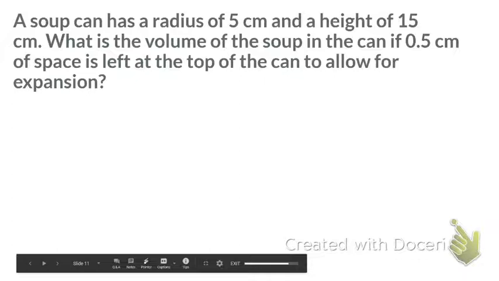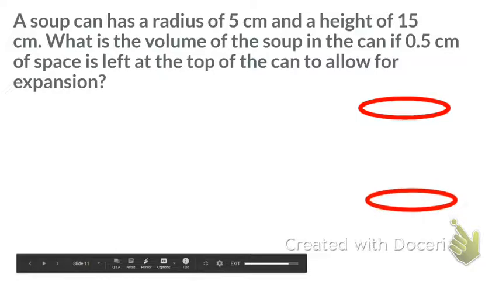A soup can has a radius of 5 centimeters and a height of 15 centimeters. What's the volume of the soup can if half a centimeter of space is left at the top of the can to allow for expansion? Sometimes you might get a word problem like this, and to help you with a word problem, you should probably sketch an example. So I'm going to go ahead and sketch the radius of 5 and the height of 15.